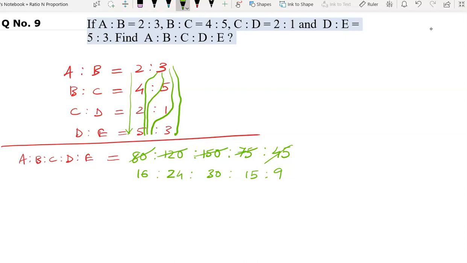So in this question you first need to multiply. I'll show you once again. So first you need to multiply 2 into 4 into 2 into 5. Then you will multiply 3 into 4 into 2 into 5. Then again you will multiply 3 into 5 into 2 into 5. And again you will multiply 3 into 5 into 1 into 5. Then again you will multiply 3 into 5 into 1 into 3. So this is the concept and method.